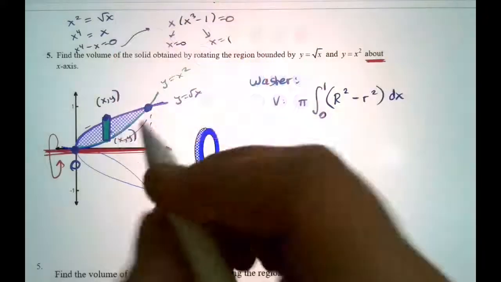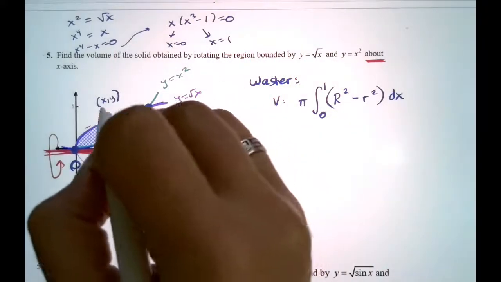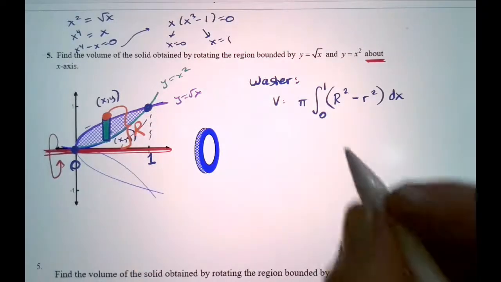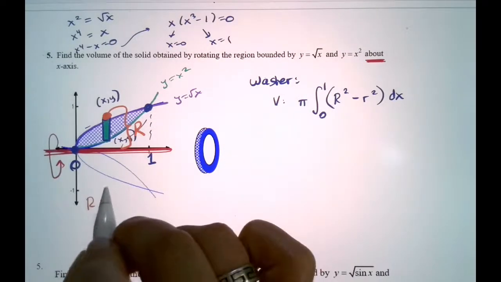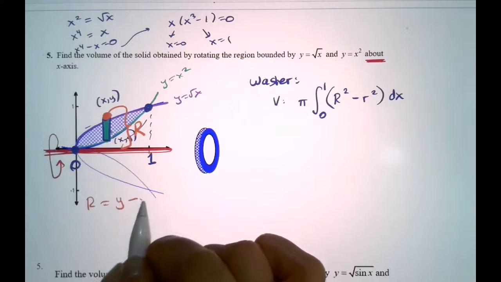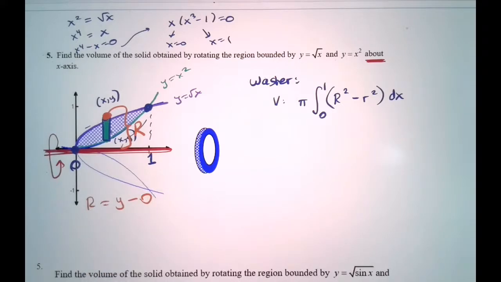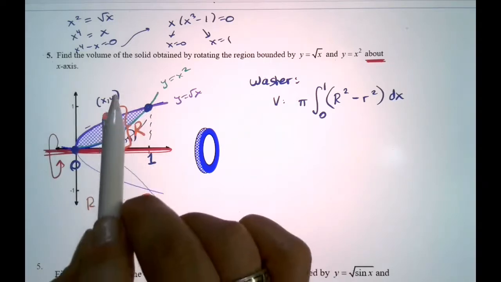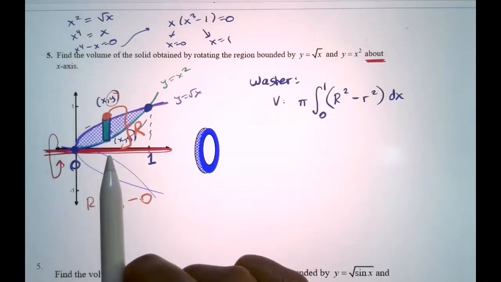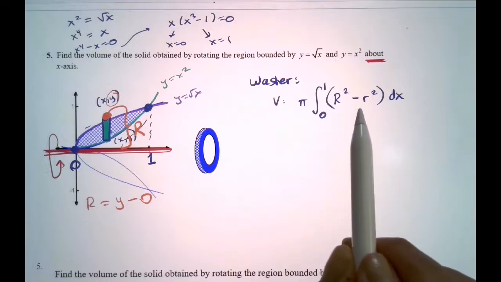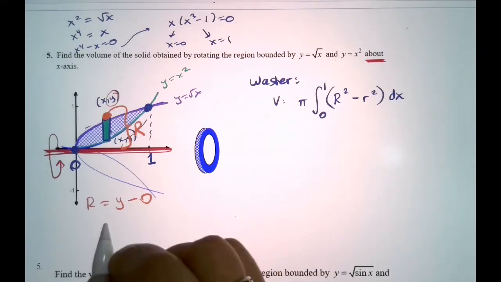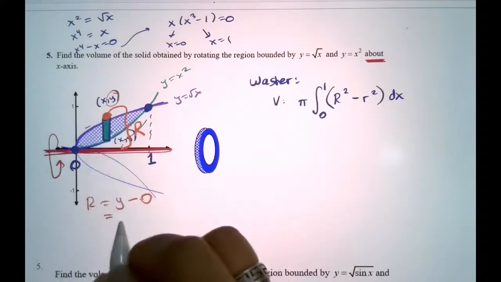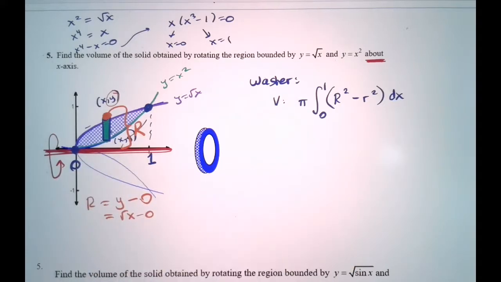Here's cap R. It's the distance from the outermost point to the axis of rotation. So cap R is going to be that top y equation minus 0, because that's your axis of rotation. The x-axis is y equals 0. So it's whatever this y coordinate is minus the y coordinate of 0. Now, I already know my integral is supposed to be in the x variable, right? So let's switch this over right away. That top y is off that equation of the square root of x.